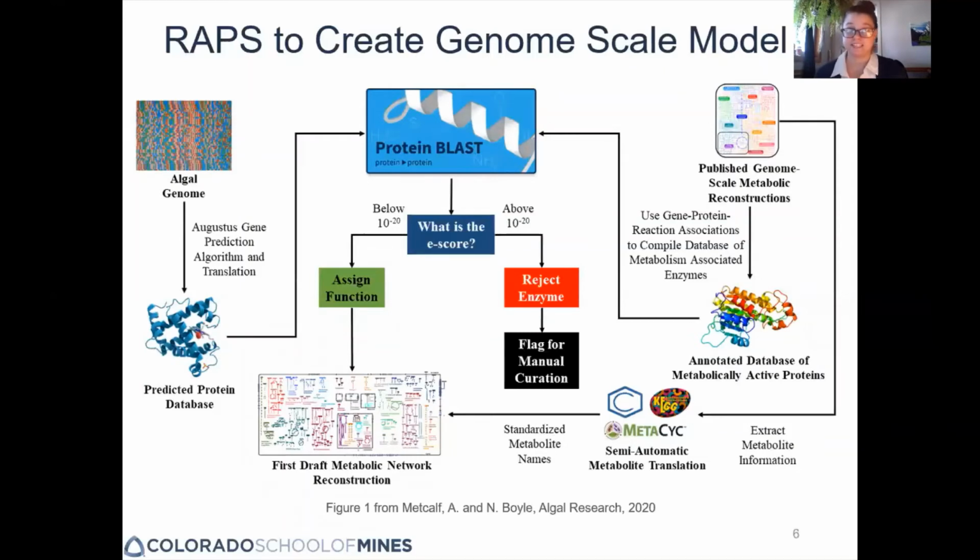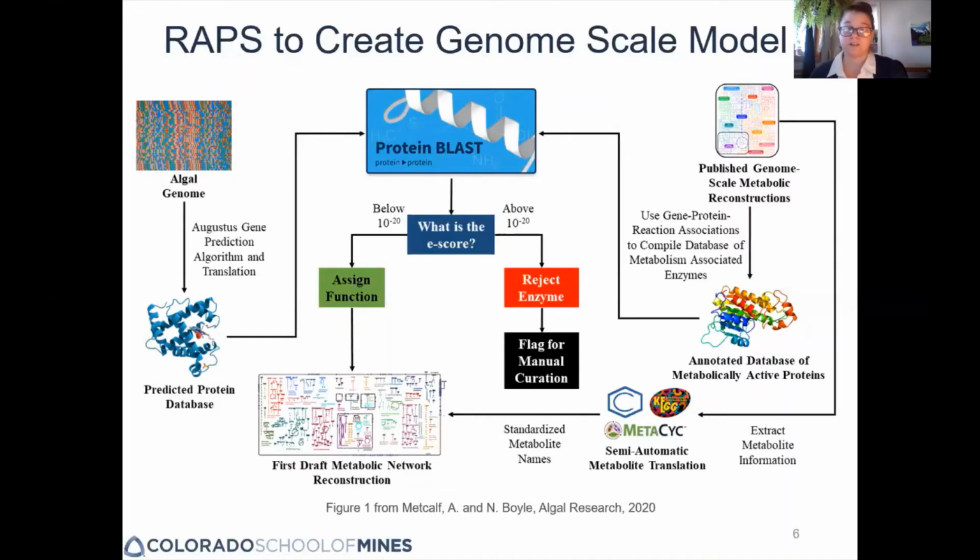This necessitated the development of RAPS, standing for Rapid Annotation in Photosynthetic Systems, an automated annotation engine that can produce new genome-scale metabolic models of algae from genome data and donor models. This system was created by Alex Metcalf in our lab group. So here's a brief schematic of how RAPS works.